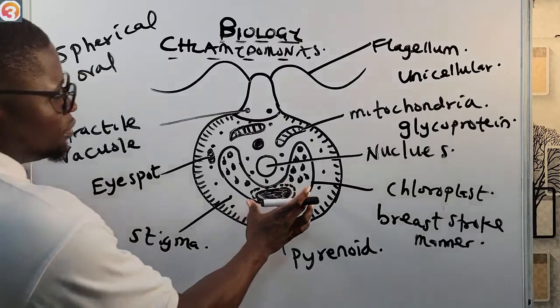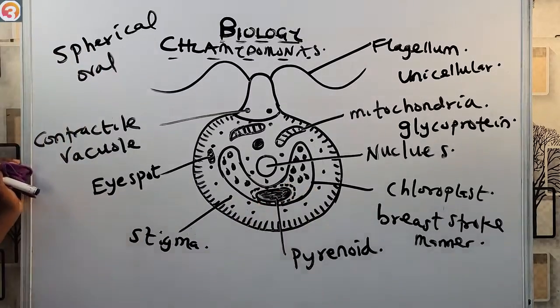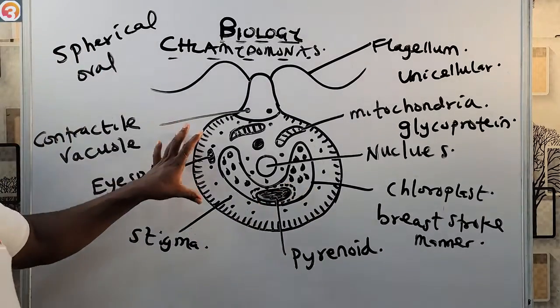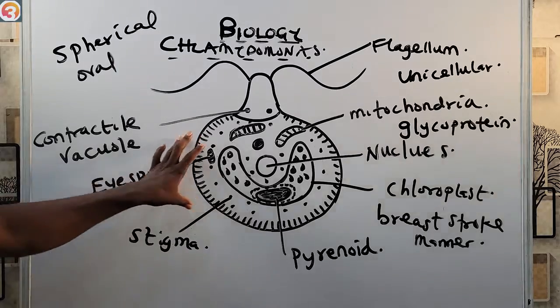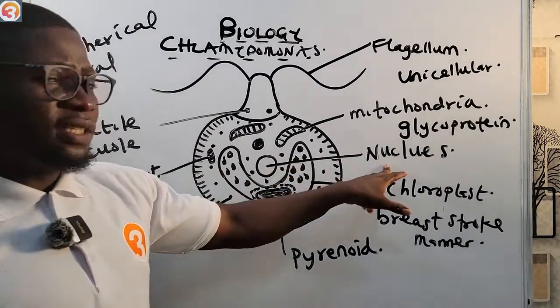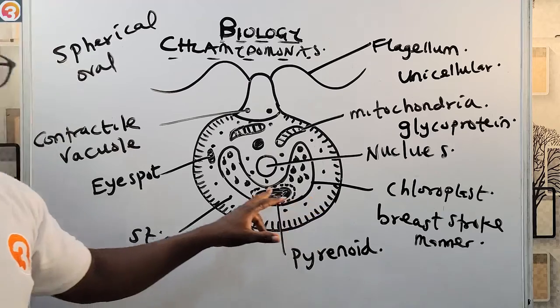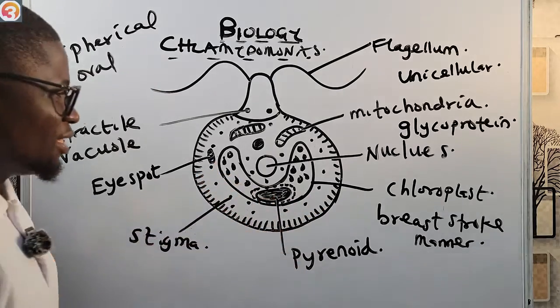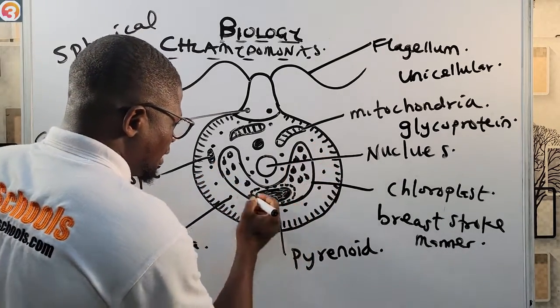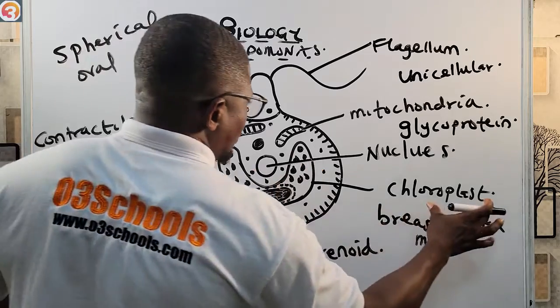that has a cup-shaped chloroplast. So of course the cell consists of a nucleus. As you can see, this is the nucleus. And it also has a cup-shaped chloroplast. This one that looks like a cup shape here is the chloroplast.